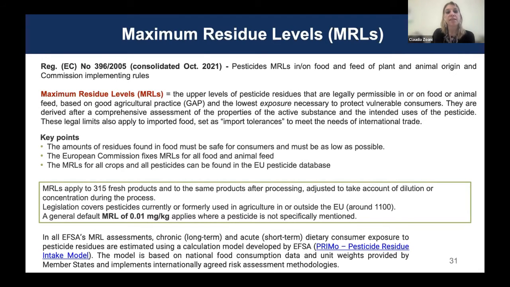How are the MRLs estimated? The MRLs are estimated based on the EFSA assessment, which is based on the chronic and acute dietary consumer exposure to pesticide residues, using a calculation model that has been developed by EFSA. It's named PRIMo. It can be consulted on the EFSA website and is based on national food consumption data and unit weights provided by the member states, and then implements internationally agreed risk assessment methodologies.